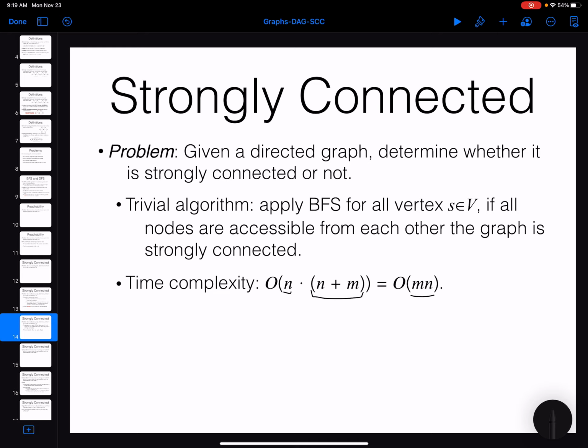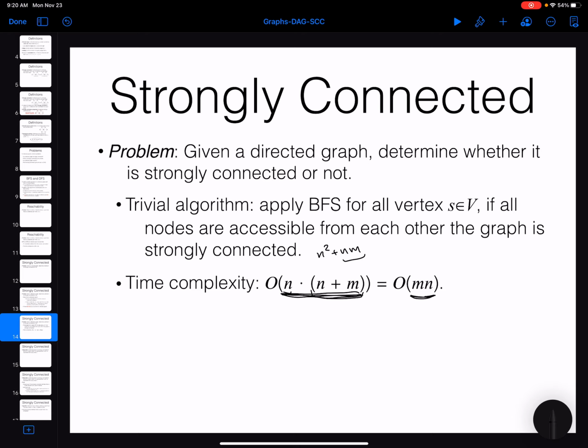Basically, because if you multiply these two terms, you would get n squared plus n multiplied by m. But the number of edges here usually is going to be at least equal to the number of vertices. So we can also write it just as the number of edges multiplied by the number of nodes. Or you can just keep it as this term, n multiplied by (n plus m).